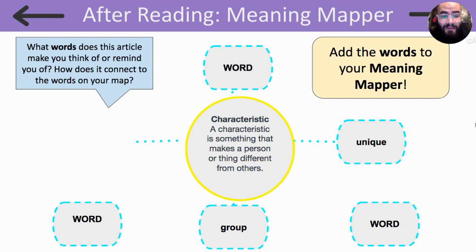Please take out your meaning mapper. In the middle of our meaning mapper, we have our focus word characteristic, which is something that makes a person, animal, or thing different from others. We've already added unique and group to our meaning mapper. But what else could you add to your meaning mapper that relates to the focus word characteristic? I added the word individual because characteristics set individuals apart.